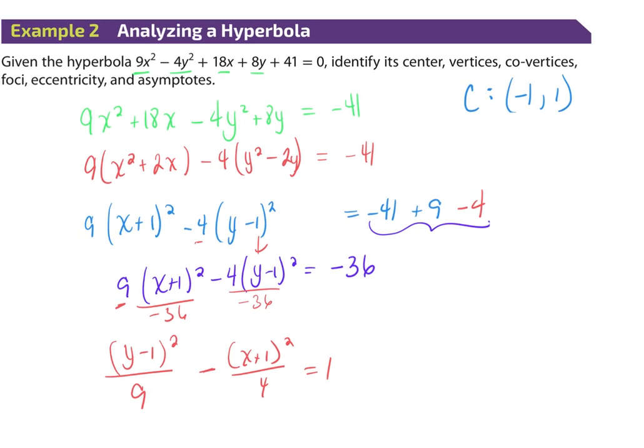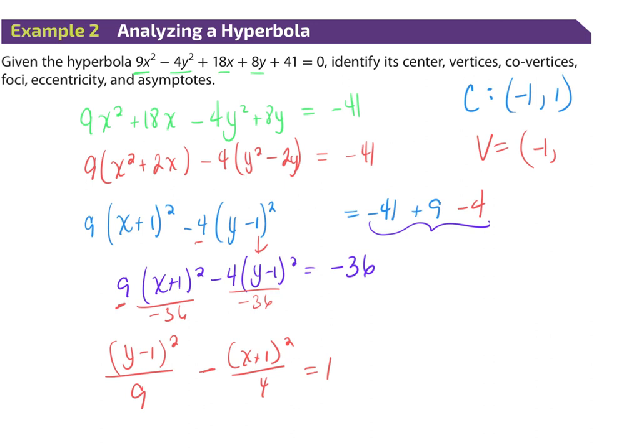They also want me to find my vertices. So now that I have it in this order, you can see which way it's going, right? This particular one is going to open up and down, not left and right, okay? Because of my positive being with my y, even though it looked like it was going to open the other way. So when I find my vertices, my x value is going to stay the same from center. My y value is going to go up and down, right?